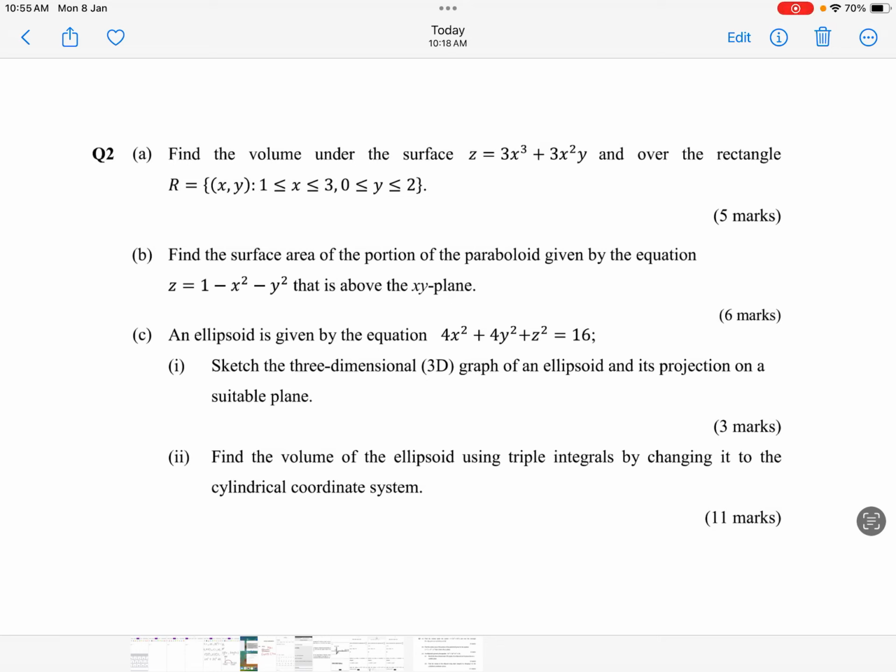Hi everyone, so now we will look at question 2. Okay, so the first question is to find the volume under the surface. The equation of the surface is this one. It has been given in the question.